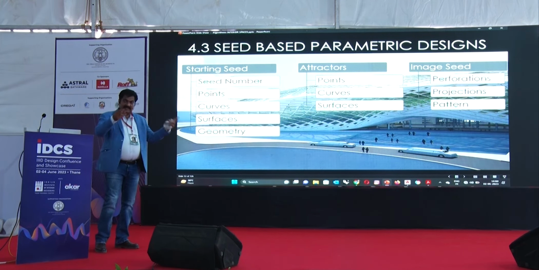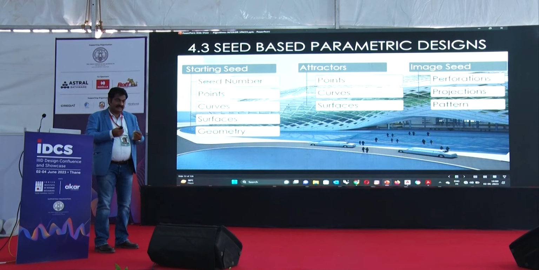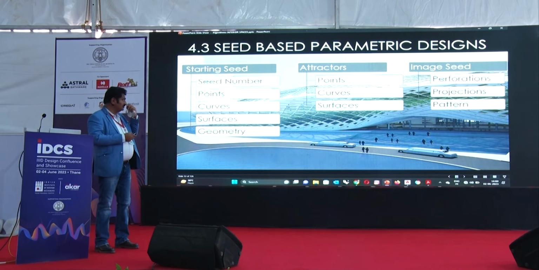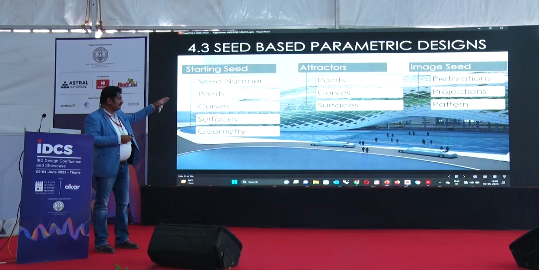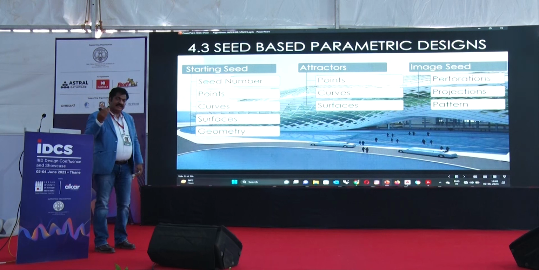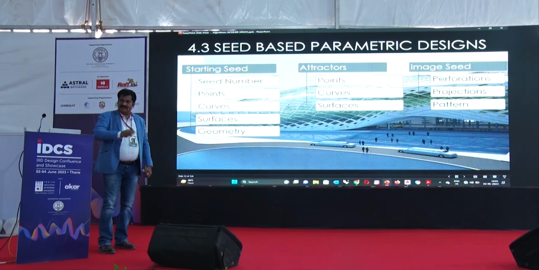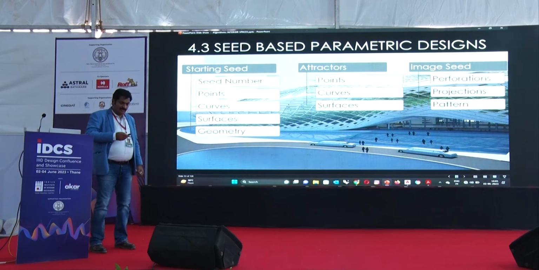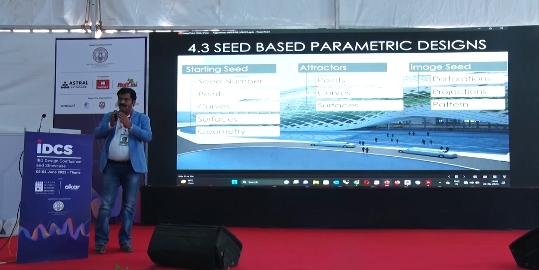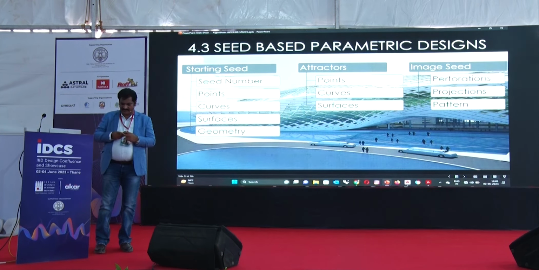And to generate a design, there is something called an attractor. I'll try to explain it in a few slides. So there are different types of attractors, like points, curves, surfaces. Then there are image seeds. You can take any image and feed that as a seed. Change the image, and you will get a different output. So writing a definition, an algorithm, is important. Once you write that, you can feed different seeds and you get a different output.